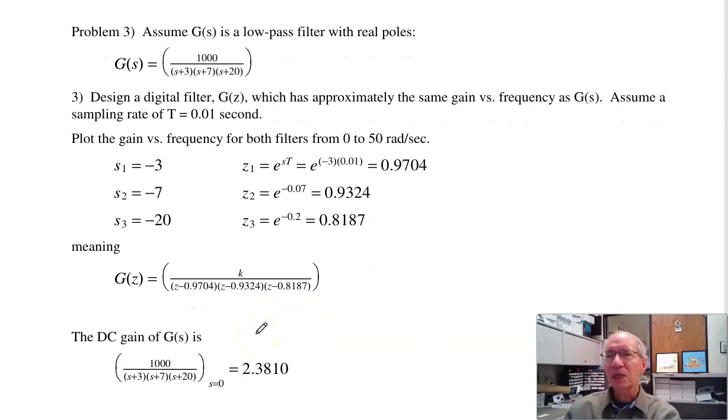Problem 3. Suppose I have a filter like this in the S-plane. Come up with a discrete time compensator that has the same gain versus frequency. Now, the approach I like is map the S-plane to the Z-plane as e to the sT. If I have a pole at minus 3 in the S-plane, it's 0.9704 in the Z-plane. Minus 7 in the S-plane is 0.9324 in the Z-plane. Minus 20 in the S-plane, 0.8187 in the Z-plane. So 3 poles in the S-plane, 3 poles in the Z-plane, and the map is e to the sT.